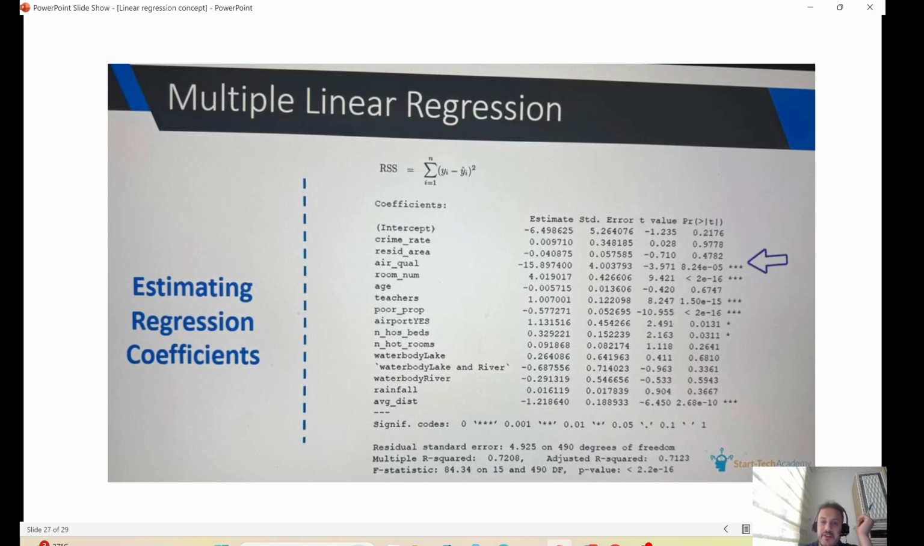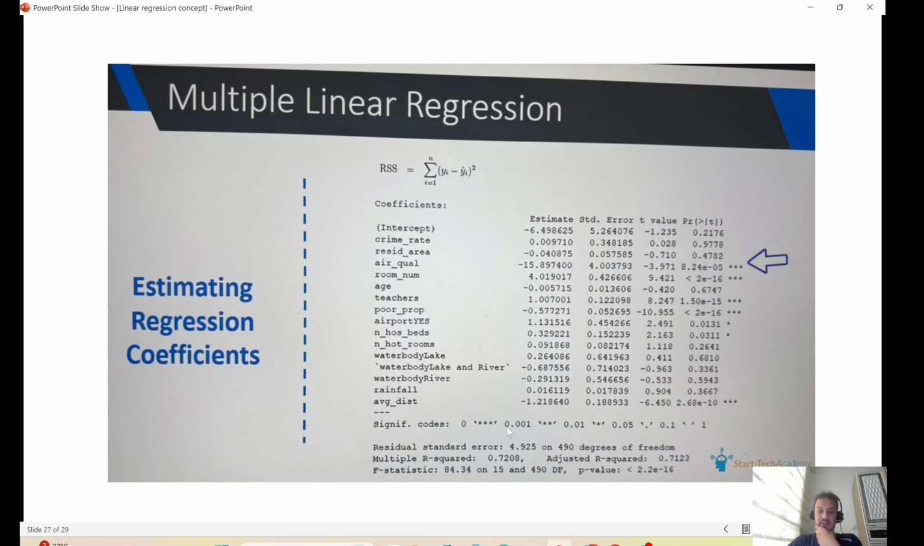And instead of simple linear regression, in multiple linear regression you will see the intercept. This is the beta 0, and you will see all the independent variables. These are all the x that you insert to calculate your predicted y. Depending on how many independent variables you have, you will see it like that.